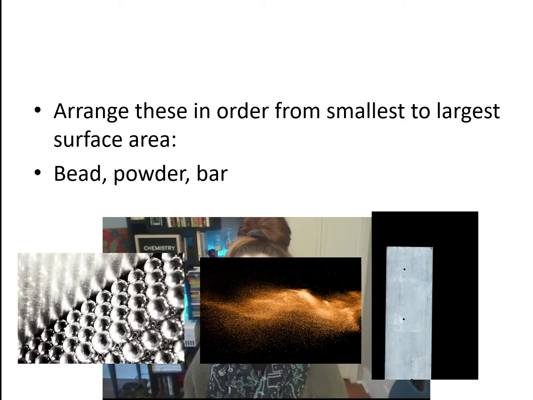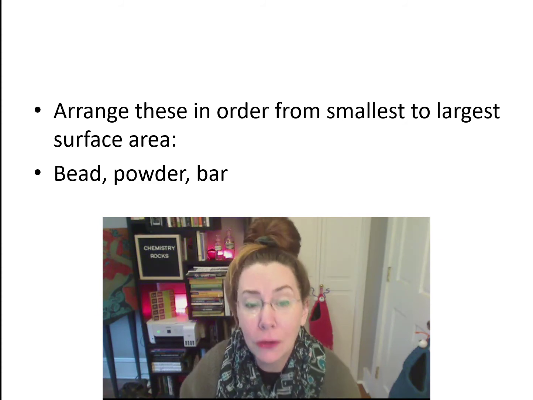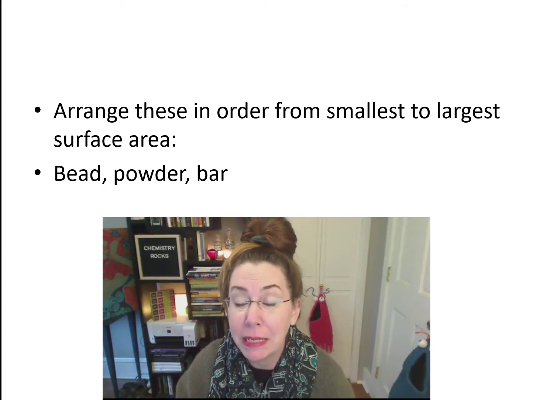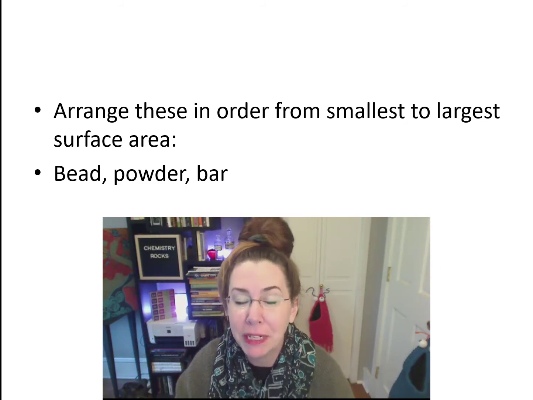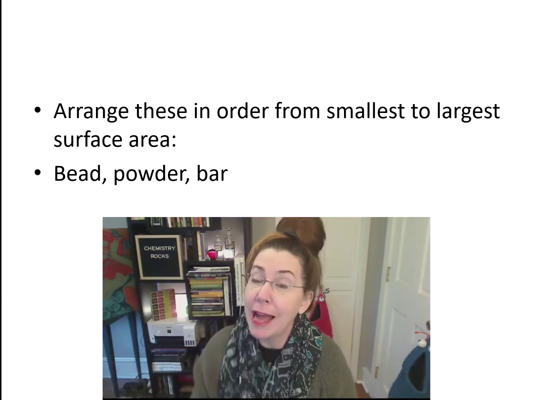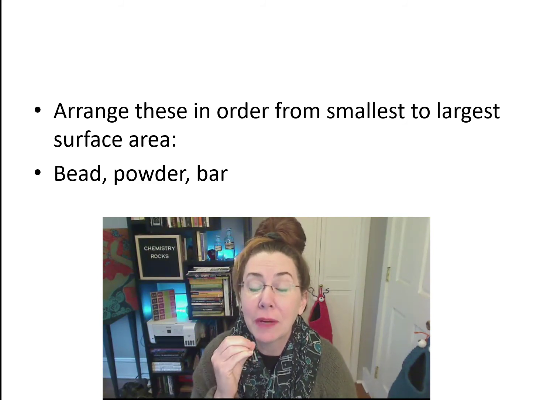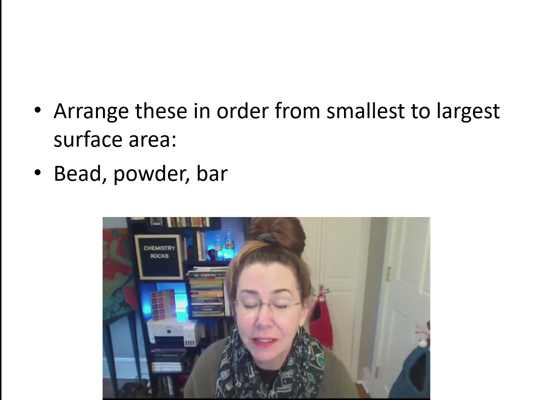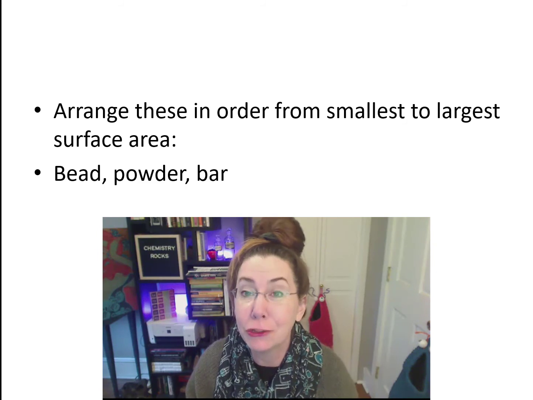Please put those 3 forms in order from the one that is going to react the quickest to the one that is going to react slowest, from the smallest to the largest surface area. So if you told me the smallest surface area would be the bar, followed by the bead, followed by the powder, you would be correct. Now, if we ordered those in speed of reaction, what would they be? So in terms of speed of reaction, the fastest one would be your powder, followed by your beads, and finally your bar.